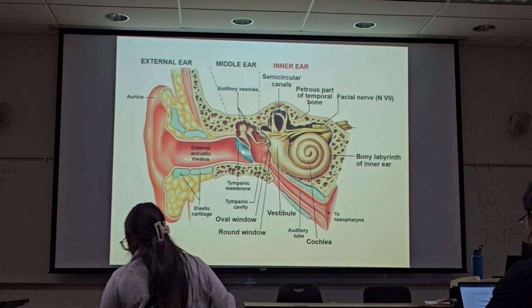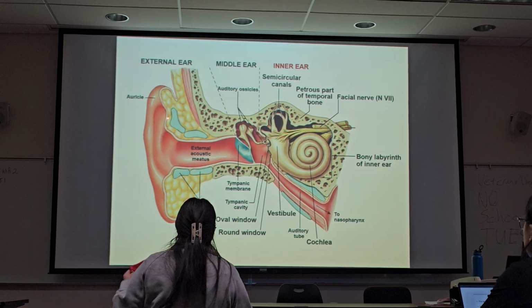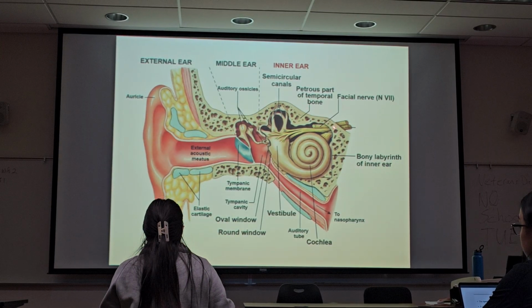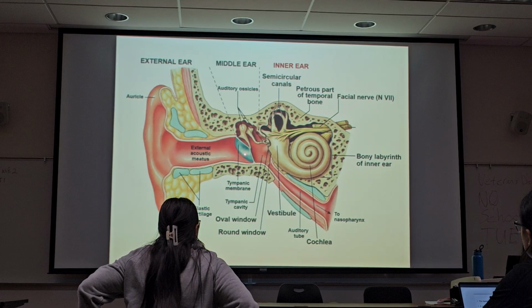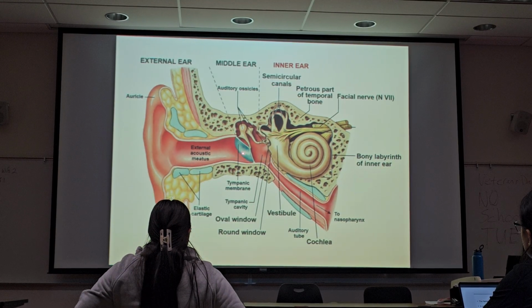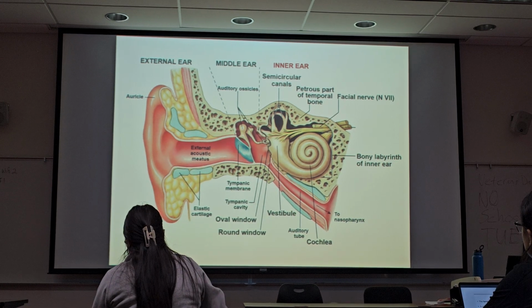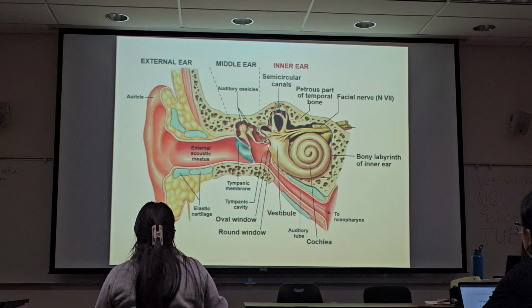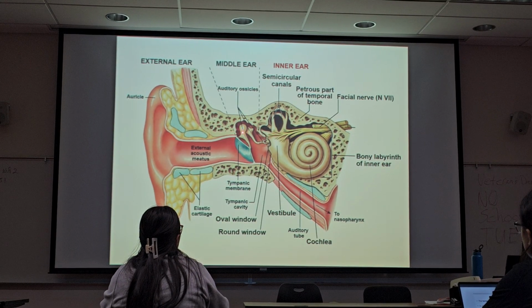Behind the tympanic membrane is the middle ear. So all of this is the external ear. Again, this is deep in the petrous portion of the temporal bone. So now we're behind the tympanic membrane. This is the eardrum, tympanic membrane anatomically. Behind that, we have the three smallest bones in the body. We're in the middle ear. Malleus, incus, stapes.